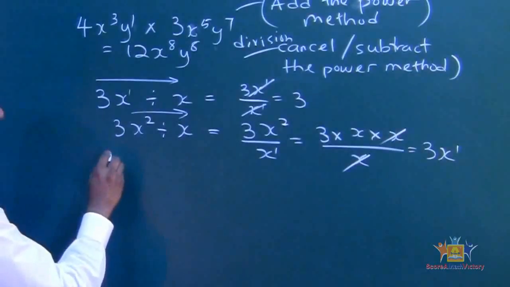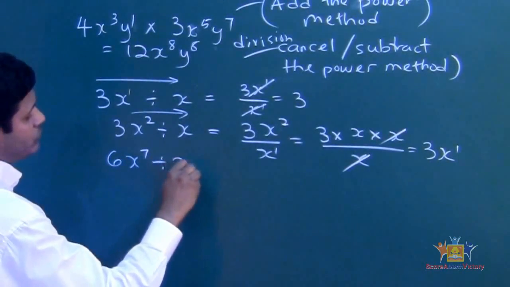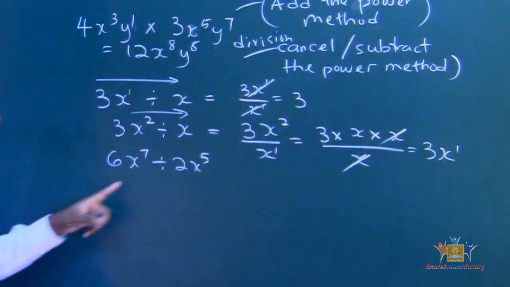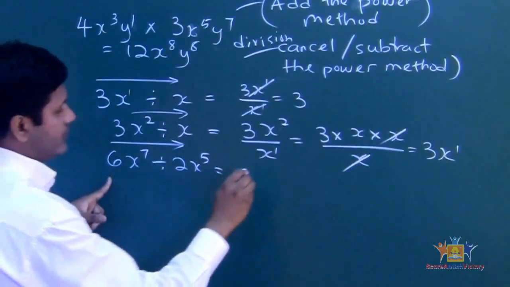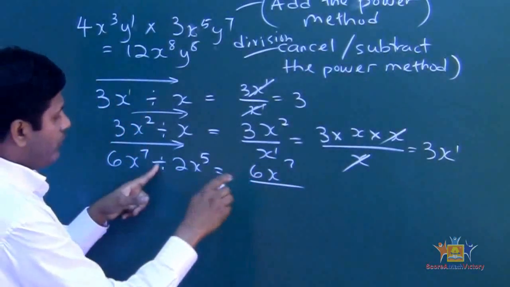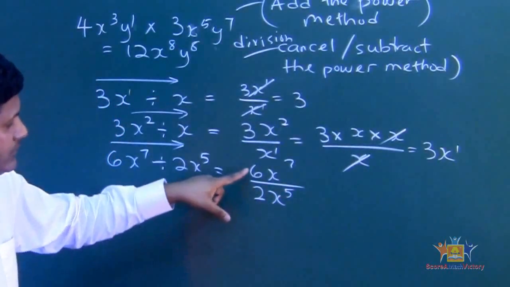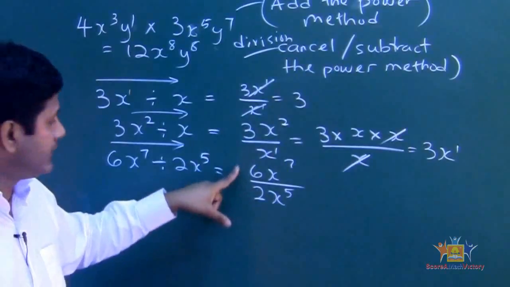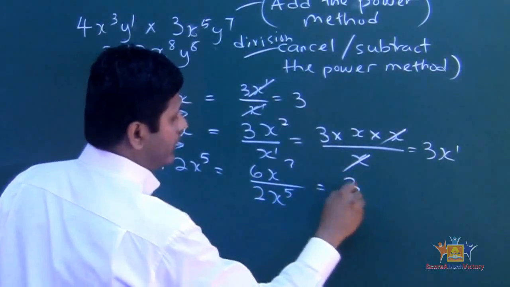Let's do another one. Let's say, for example, Mr. Mac gives us 6x to the 7 divided by 2x to the 5. I want you to read exactly what it says, by using the right arrow method. What does it say? 6x to the 7 over, the division is over, 2x to the 5. Now, 6 divided by 2, which is what? 3. The 3 belongs to the top, alright? We're going to leave it at the top.